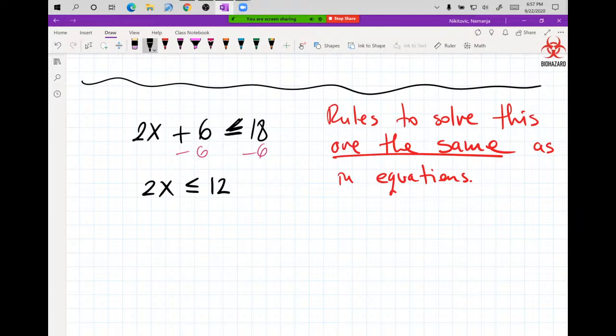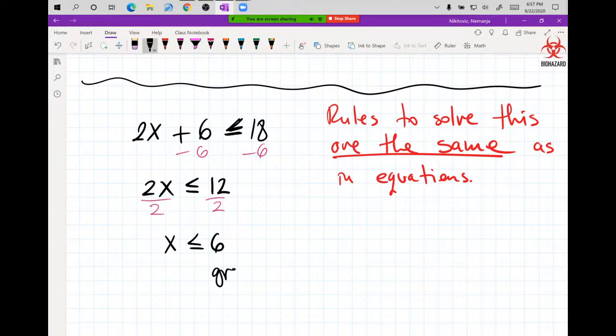What would you do then? What's the next step? Divide by 2. Perfect. So x is less than or equal to 6.